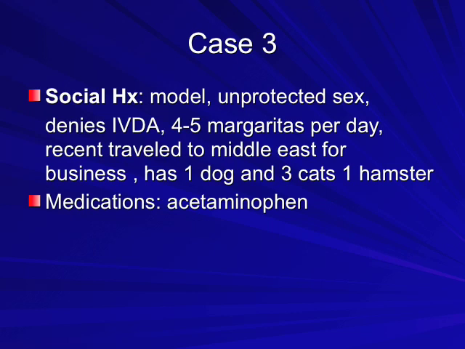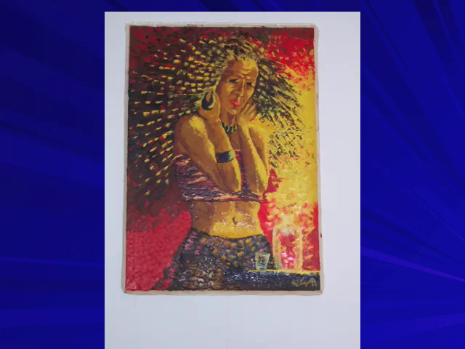She has 1 dog, 3 cats, and one hamster, and she takes acetaminophen. Sometimes in the boards they may tell you that they went to Texas and then Middle East, and you get confused with all these clue words, and all of them have rash and all of them have fever, but you have to try to be picky, trying to get these words. And this is how she looks like.